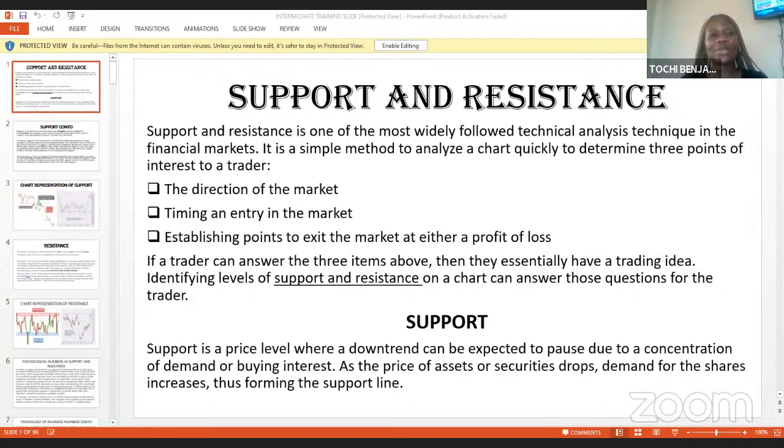Okay, you can see on the slide, we said support and resistance is one of the most widely followed technical analysis techniques in the financial markets. It's a simple method to analyze a chart quickly to determine three points of interest to a trader. One, the direction of the market; two, timing and entry in the market; and three, establishing points to exit the market at either a profit or loss.